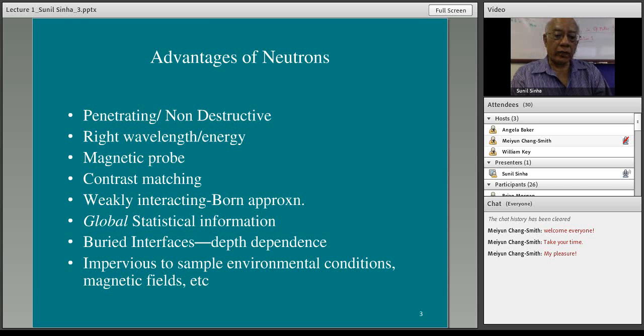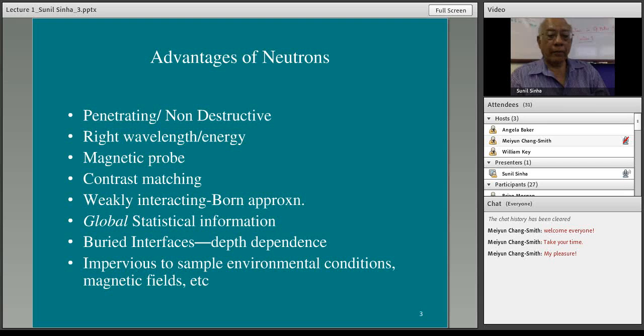Another advantage is because of the vast difference between the coherent scattering cross sections for hydrogen and deuterium, you can obtain strong contrast matching by deuterating selected parts of your sample, and we'll talk more about that later on when we discuss small angle scattering. Also, they're weakly interacting probes, so the Born approximation is valid. The kinematic theory in general works, except for one exception, that is when you're getting close to total reflection from a surface, then one has to go beyond the Born approximation, but most of the time it's good. And because it's weakly interacting, we don't usually have to consider multiple scattering effects, which are very important for electron scattering experiments, or electron diffraction, for instance.